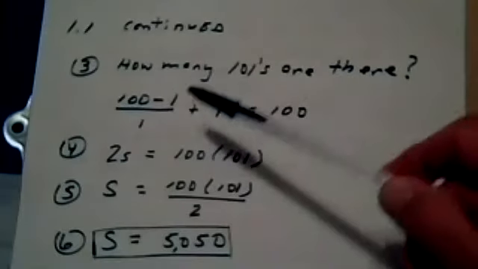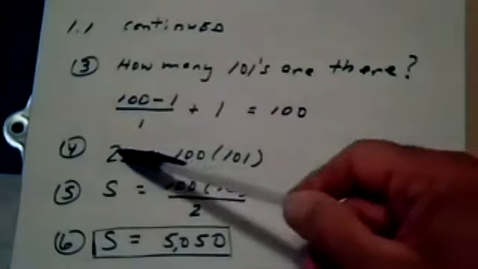Well, here's a very good formula. It's 100, the last one minus the first one. And if you're not skipping any numbers, you divide by 1. 100 minus 1, the last one minus the first one. Divide by 1, because you're not skipping numbers, and then add a 1. That gives you 100. So there's 100 101s.